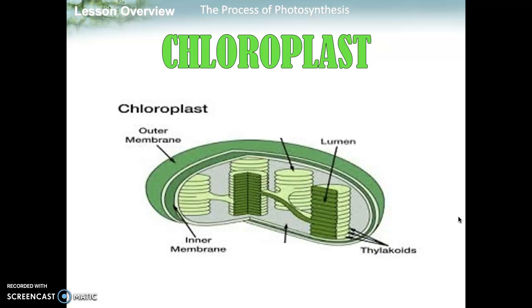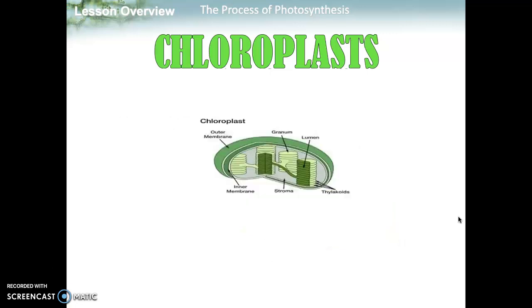Within the thylakoid is a substance or an area called the lumen, and those stacks of thylakoids are known as granum. Now, there is also a fluid outside the granum that is called the stroma. And you will find out that different parts of photosynthesis occur within different parts of the chloroplast as we move along.